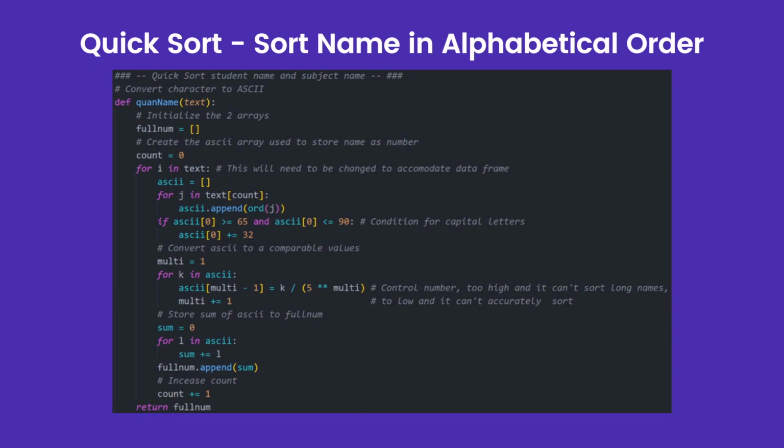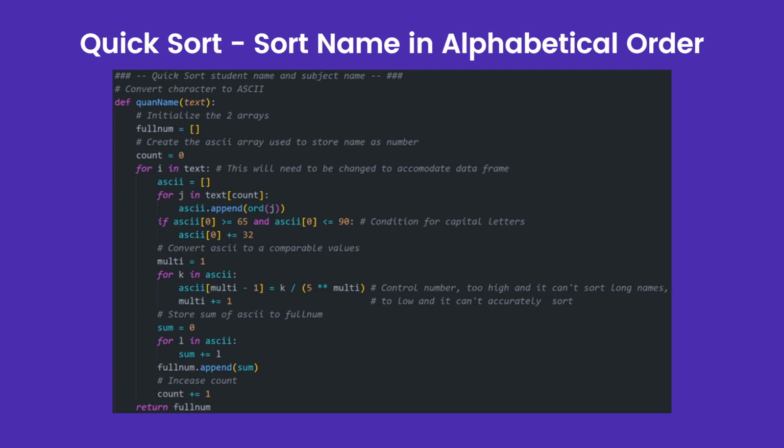Next will be the name sorting section. The algorithm will sort names in alphabetical order. The problem with sorting words is that they do not have apparent comparable values. Thus, it needs to be operationalized before any sorting can begin.